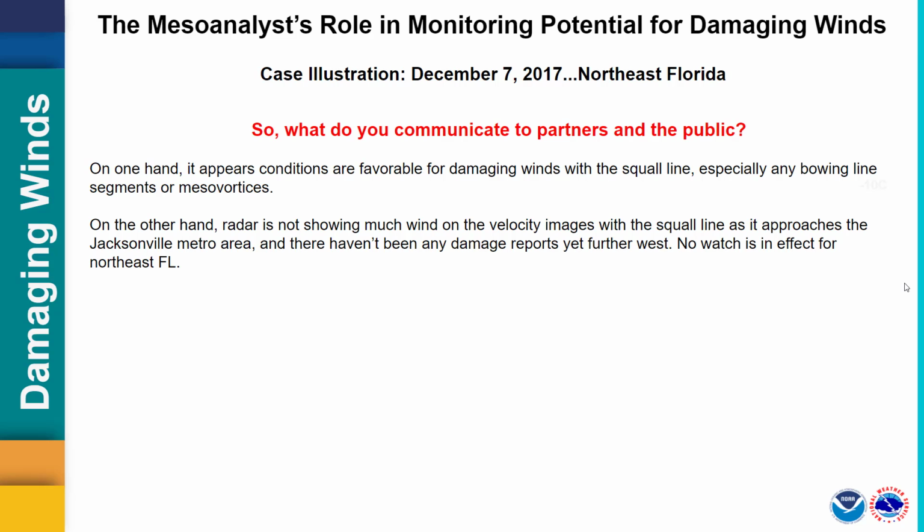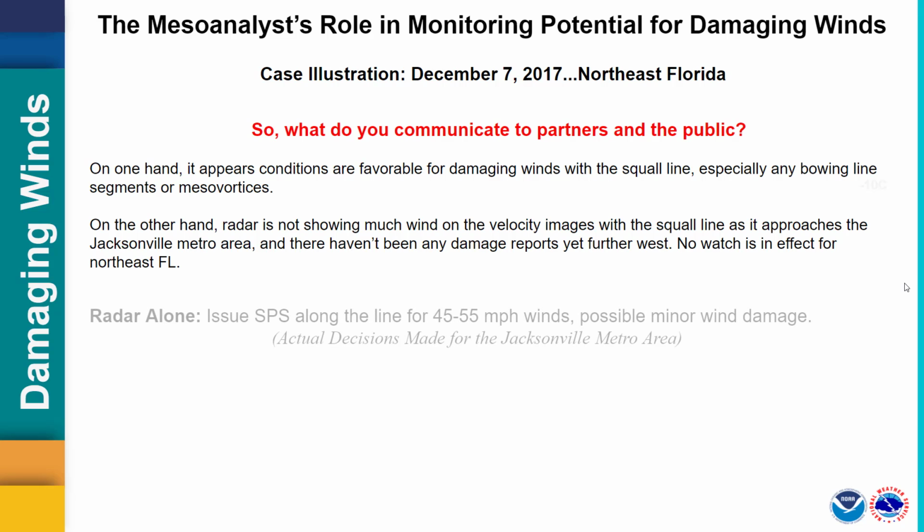On one hand, it appears conditions are favorable for damaging winds with the squall line, especially any bowing line segments or mesovortices. On the other hand, radar is not showing much wind on the velocity images with the squall line as it approaches the Jacksonville metro area, and there haven't been any damage reports yet further west. No watch is in effect for northeast Florida. Acting only based on radar, you might just go with statements, suggesting the potential for 45 to 55 mile per hour winds along the line, with possible minor wind damage.